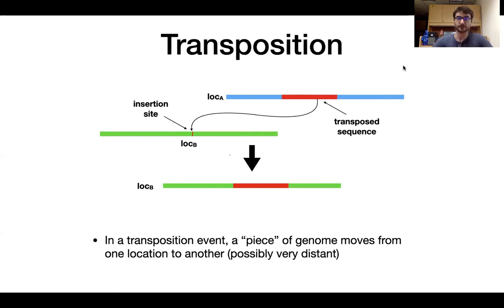So in simple terms, when a transposition happens, one piece of genome moves from one location to another. And the second location may possibly be very distant from the first. In this example, for instance, I've drawn this red piece of genome in location A. And what happens is this piece moves and inserts itself into location B. And what we obtain is a modified version of location B, which will contain the new sequence.